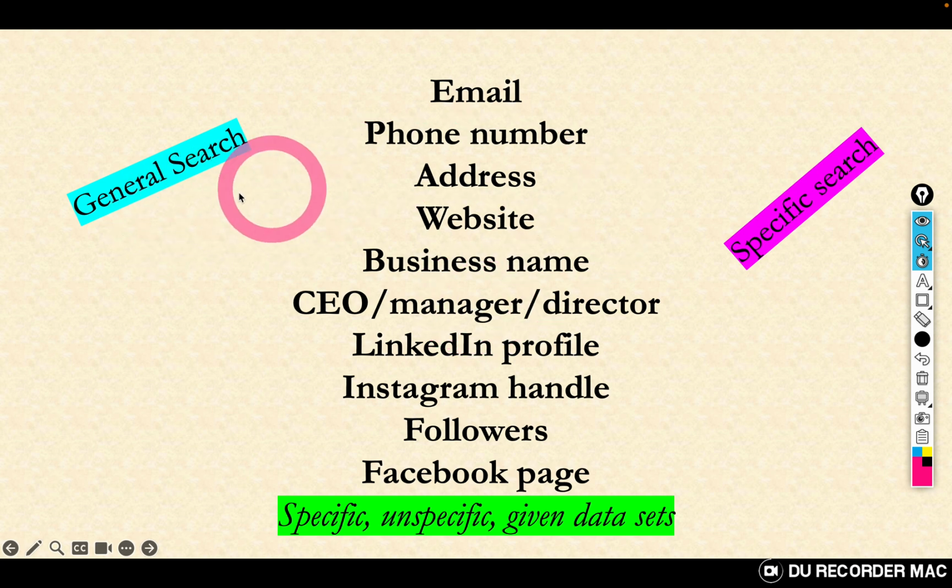Now, some clients can ask you to do a general search, which is just without telling you this is what I want, just go and get me this. They can tell you, okay, just get me the phone numbers of contractors, just like we saw the other time. Get me the phone numbers of dentists in Lagos. Get me the phone numbers of doctors in Abuja. General. No name, no nothing. Just get me the phone number.